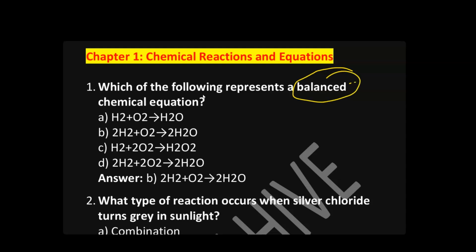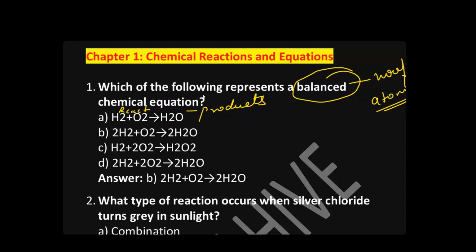In a balanced chemical equation, you count the number of atoms on both sides, the reactant side and the product side. So these are reactants and these are products. If the numbers of atoms are the same, then those reactions are termed balanced chemical equations. So here 2 hydrogen atoms and 2 oxygen atoms are present, but in the product only 1 oxygen is present. So this is not the right option.